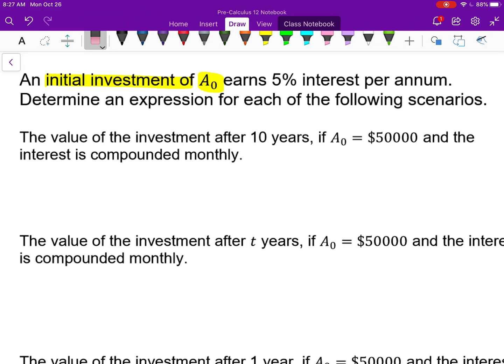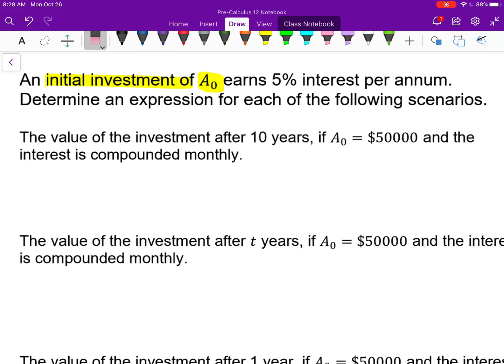But I'm saying all of these have a 5% interest per annum, which means per year. But it doesn't necessarily mean you get the 5% all at once. Every year there's a total of 5% added, but it could be all added at once at the end of the year, or it could be added in little chunks throughout the year. That's what we call compounding, how many times you compound it.